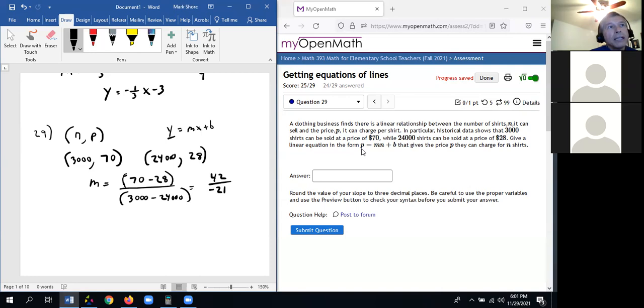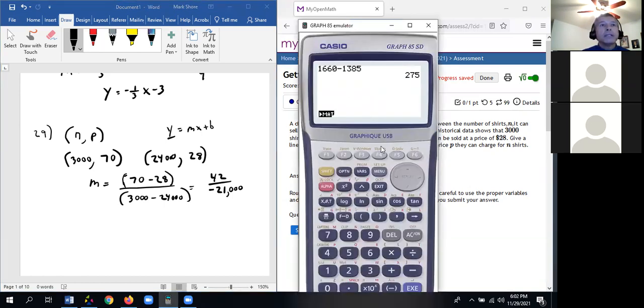So this one is an icky problem in terms of numbers. What I would do in this case is use a calculator. This is the last problem, so this is the hardest problem. 42 divided by negative 21,000. And I get this horrible number.